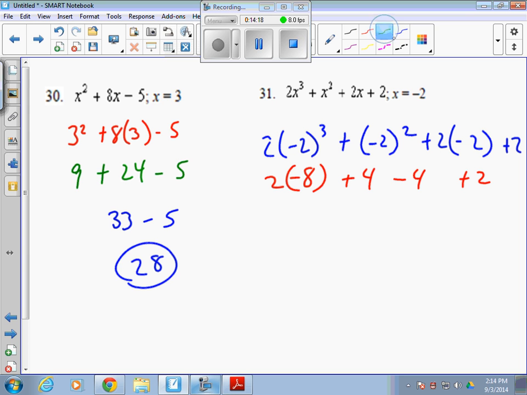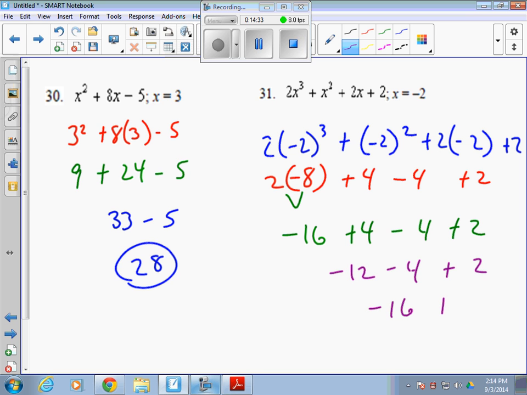Finish up your multiplication. 2 times negative 8 is negative 16 plus 4, minus 4 plus 2. Negative 16 plus 4 is negative 12. Negative 12 minus 4 is negative 16 again. And that plus 2 is negative 14 is what you should finish with.